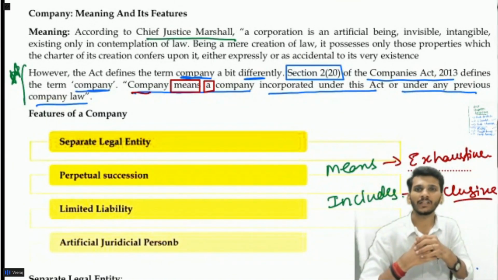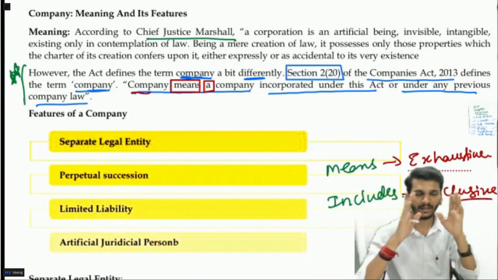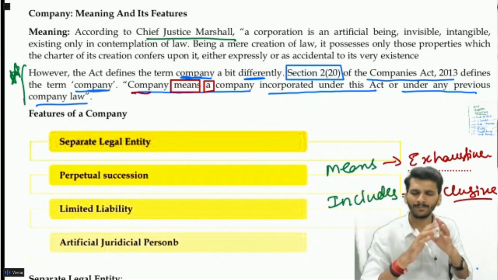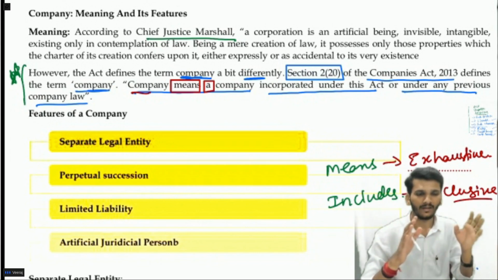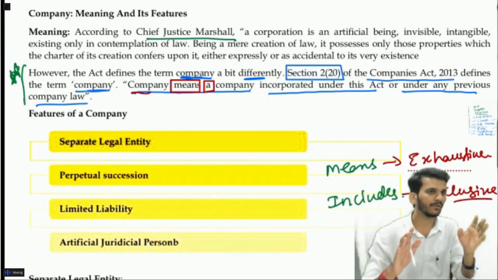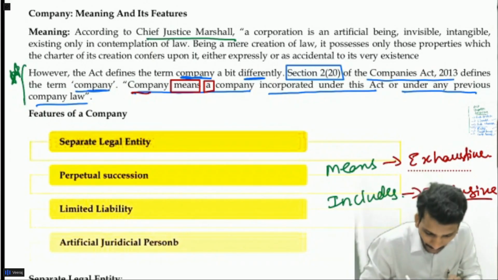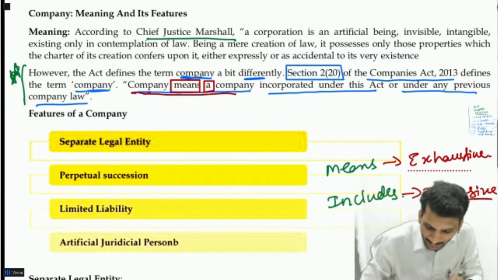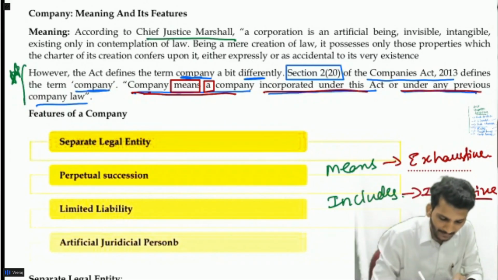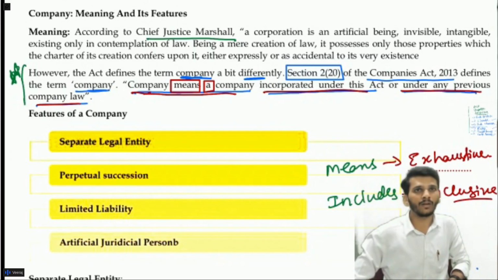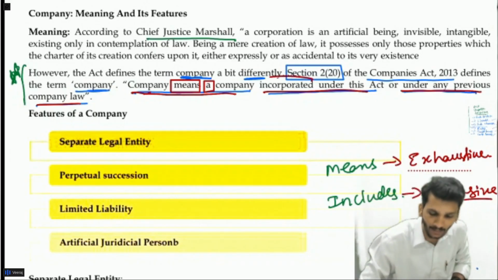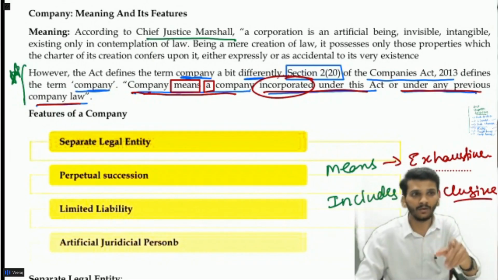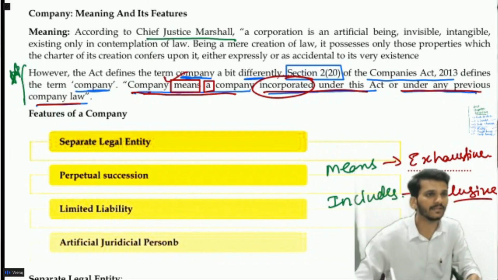Means is exhaustive, where you should not use your mind, where you should not use only the remembering part. Means, that's it. You don't think, you don't feel, you don't do anything. Whatever is given in the act, you just follow that. Sir, you said company means a company incorporated under this act or under any other previous company law. Sir, I am incorporated under the LLP act. Am I also called a company? Because you are telling it as incorporated. I feel this also is. No, don't feel, because they are using the word means.